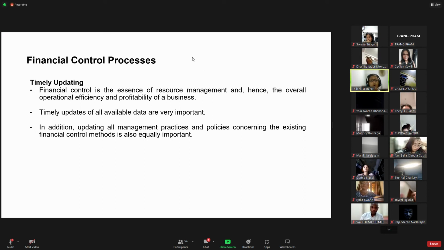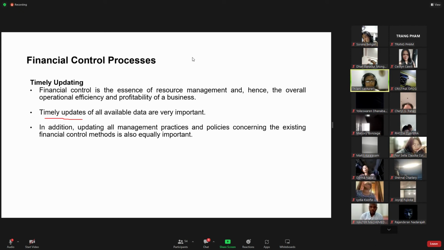You need to always update this timely, right? Controlling finances is the key thing when it comes to managing your resources. So if you want to manage it well, you have to update it constantly, on time, because it will have an impact on your overall operational efficiency and the profitability of the business as well. If you have outdated information, it's not going to be useful for the company.